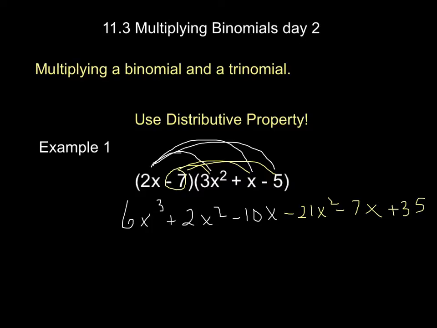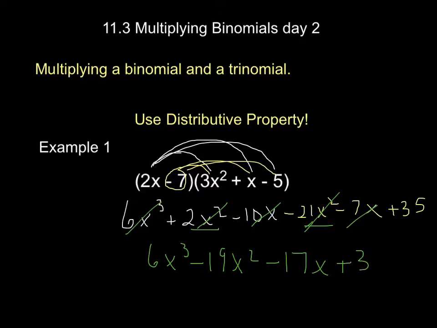Once we've done that, all we have left to do is to combine like terms. So I've got a 6x cubed. I look for my squareds. I've got 2x squared and minus 21x squared for minus 19x squared. I look for x terms. I have a minus 10 and a minus 7 for minus 17x. And the last thing is the constant with a plus 35. So here's our product of the 2x minus 7 and the 3x squared plus x minus 5.